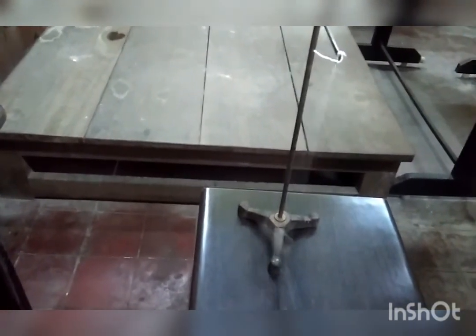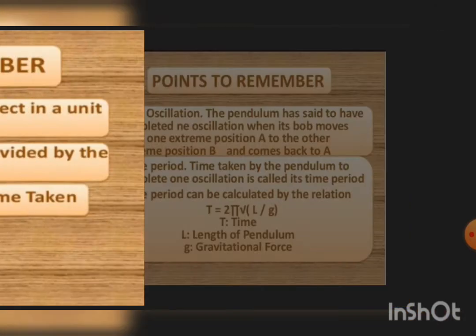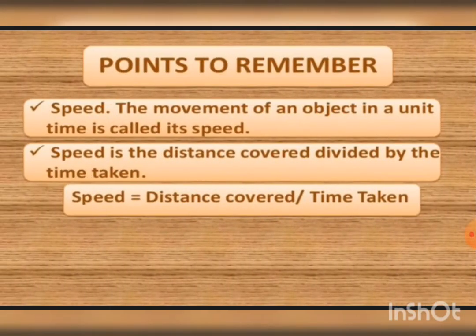The time taken by a pendulum to complete one oscillation is called its time period. For example, if it takes 1 second or 2 seconds to go to the A position, B position and come back to the A position, that 2 seconds is the time period of one oscillation, and this time period is always fixed. Suppose one oscillation takes 2 seconds, again it will take 2 seconds only.